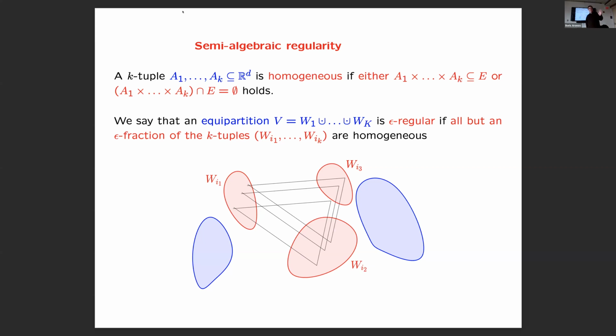So feel the difference compared to the standard graph regularity. You don't say that only almost all k-tuples are regular and behave nicely, but actually that almost all of them are perfect. Either you have all the hyperedges or you have none.